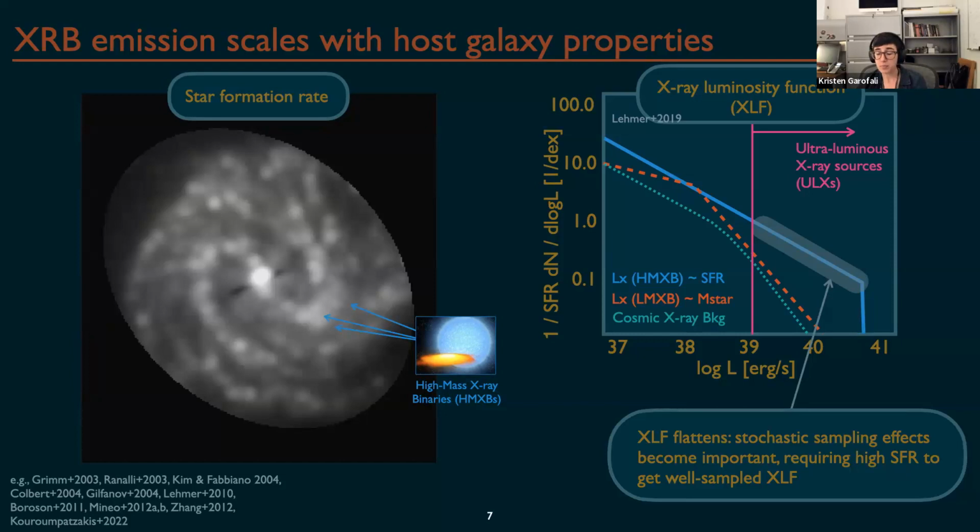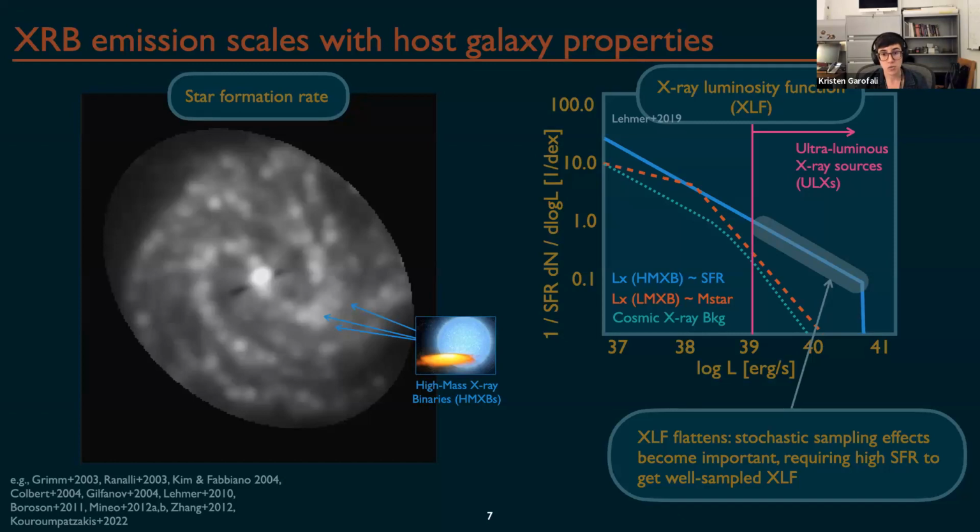pretty flat. And this actually has important consequences for us as observers, because the XLF looks so flat relative to the LMXB luminosity function, the effects of stochastic sampling become quite important. So you really need to have high star formation rate to sample this portion of the XLF well and actually get something that looks like the cartoon picture that I've shown here. So that's something to keep in mind as I go through this talk, for us as observers.